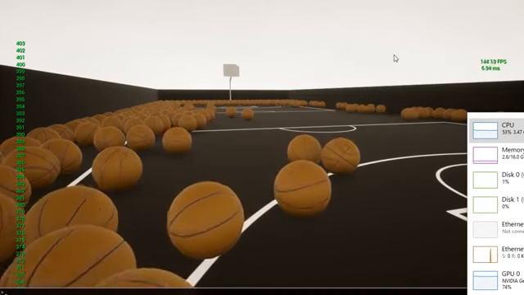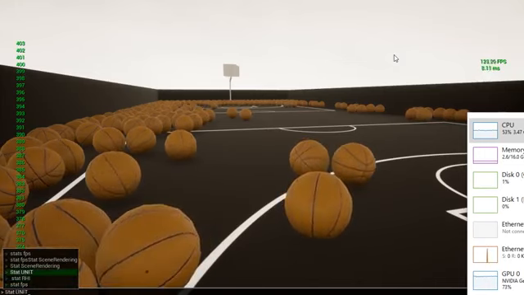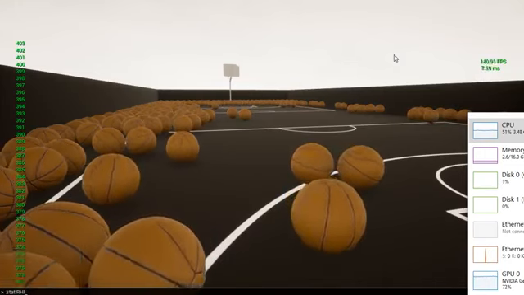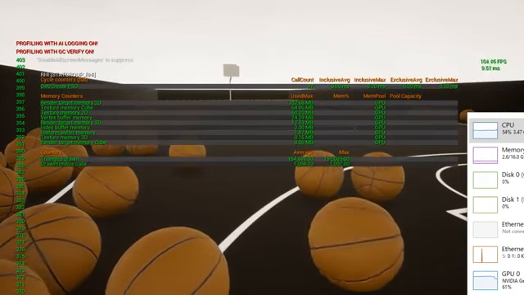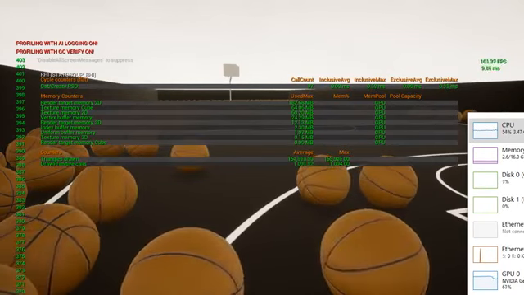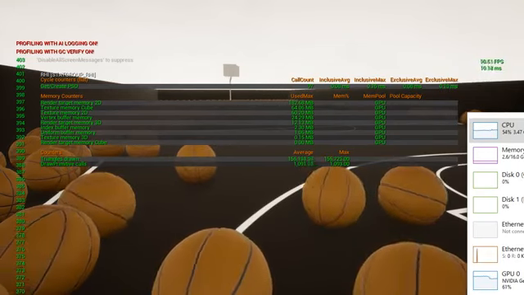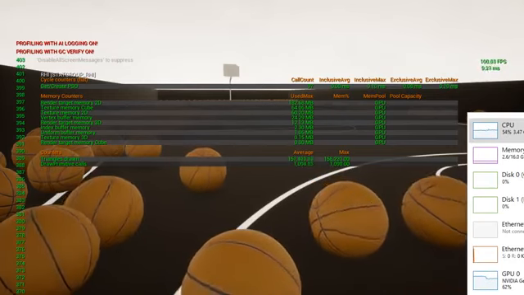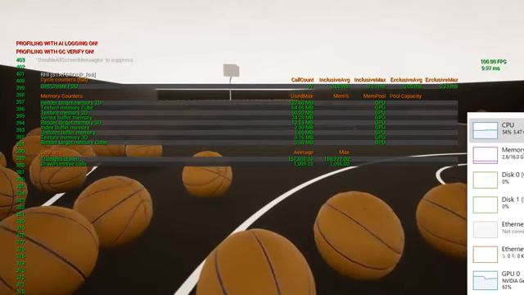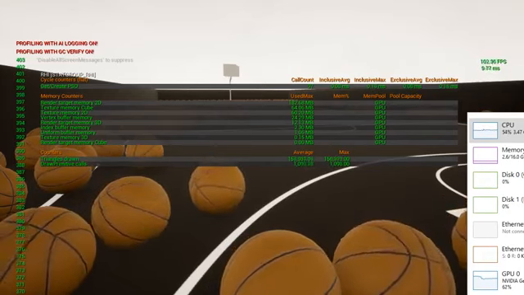So let's take a look at some more stats here with the 403 basketballs so far. Let's look at the stat RHI. This is going to show the triangle draw. So on average, which is not bad, we have 154,000 triangles for the basketballs being processed. So that's not bad. 154,000, that's nothing for a modern day GPU, even a PS3.